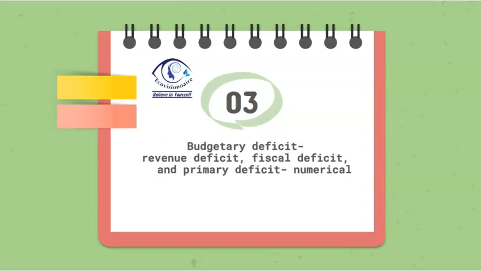Coming to topic number 3, which is again most expected, and we see in the sample papers also numericals are given for budgetary deficit. So there are 3 budgetary deficits in the syllabus: revenue, fiscal and primary deficits. So they'll be asking you to calculate, giving a numerical question.